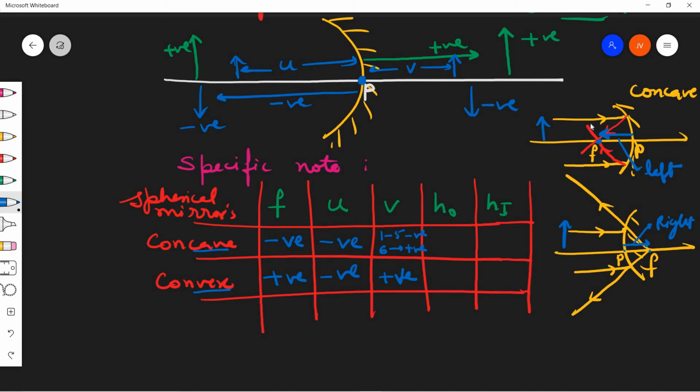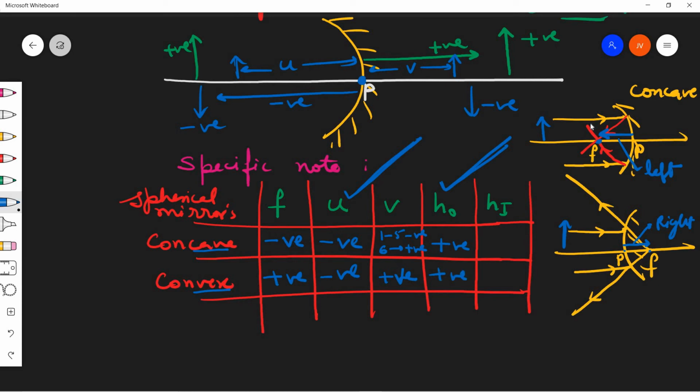And in case of all the ray diagrams, the way we spoke, the object is placed to the left side. Similarly, for height of object, the object is always placed above principal axis. So height of object, since it is above principal axis, and all distances above principal axis are taken positive, is always positive, whichever be the mirror or lens.